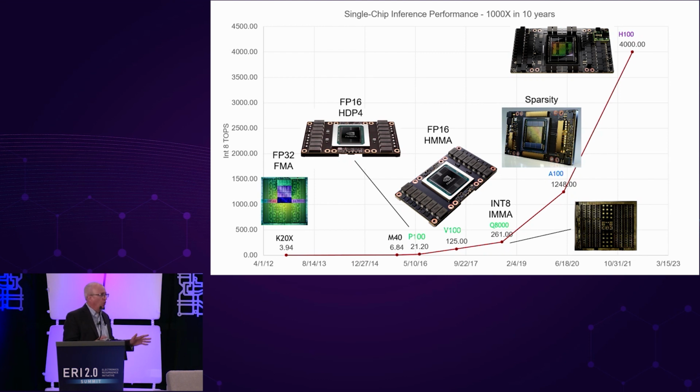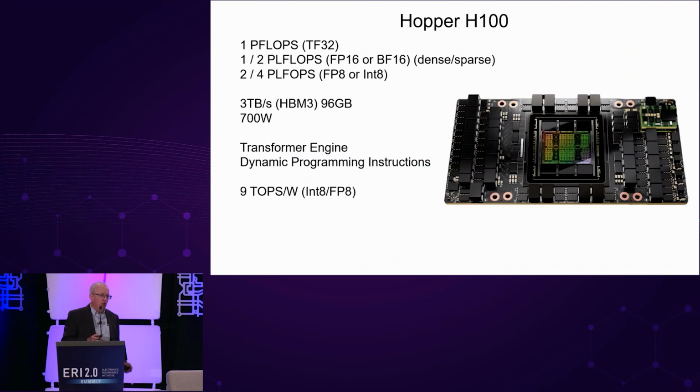So this 1,000-fold only takes into account part of that need. And this just sort of shows over time how from 2012 with our Kepler GPU to Hopper, which we introduced last year, we have basically gone from about 4 teraops of deep learning inference performance to 4,000 teraops. Let me show you Hopper, and I'll go into a little bit about how that transition happened.